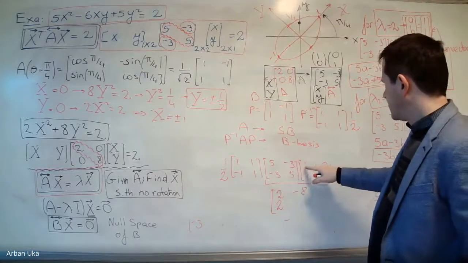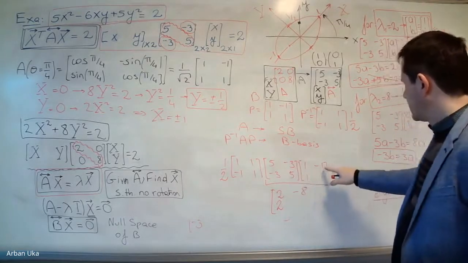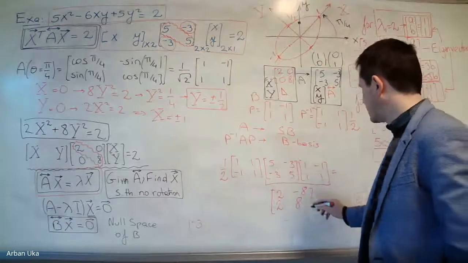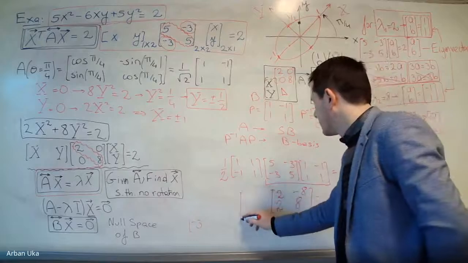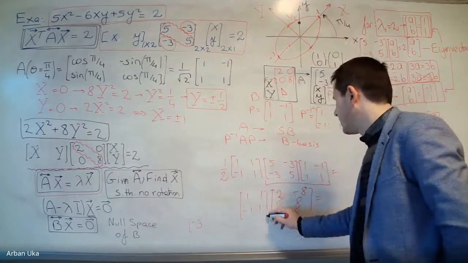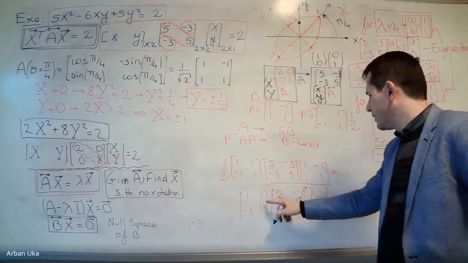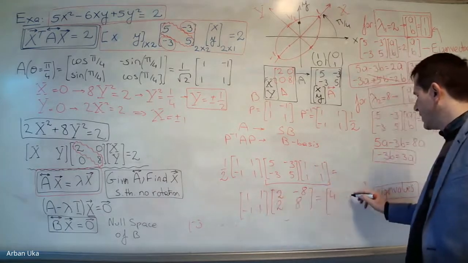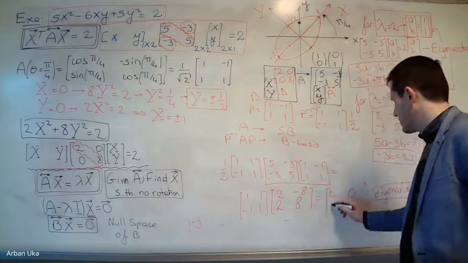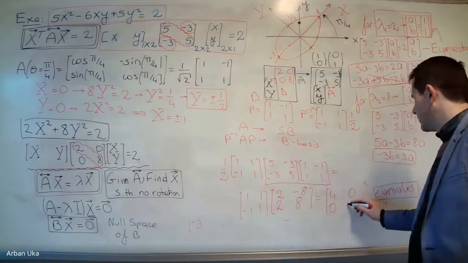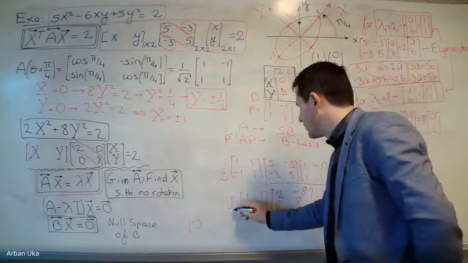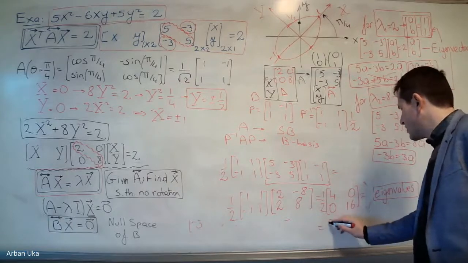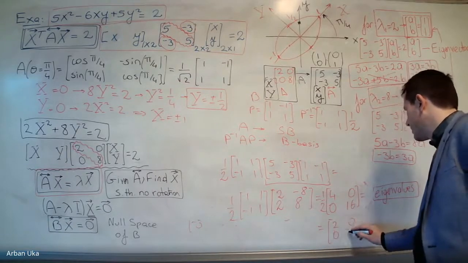So minus 3 plus 5 is 2. This is 3 plus 5, this is 8. And then we multiply it with this matrix, 1, 1, minus 1, 1, and this is equal to 4. Then we have here 8 minus 8, this is 0, this is 0, and here we get 16. Multiplied by 1 over 2, this is equal to the matrix 2, 0, 0, 8.